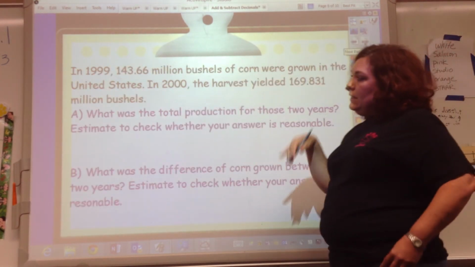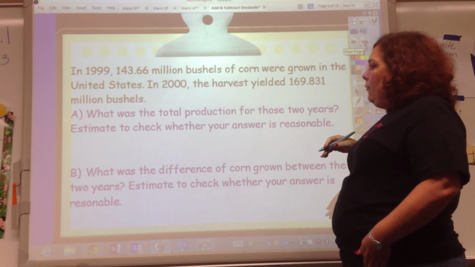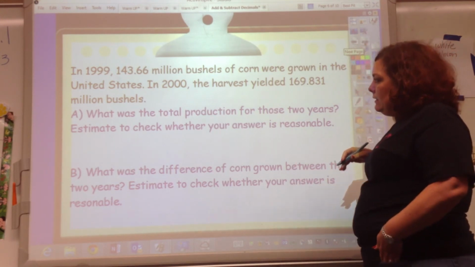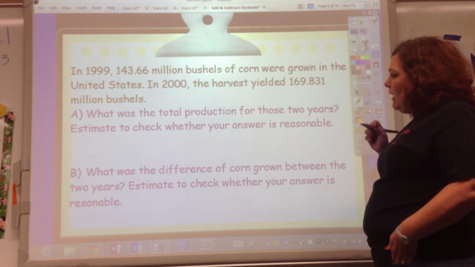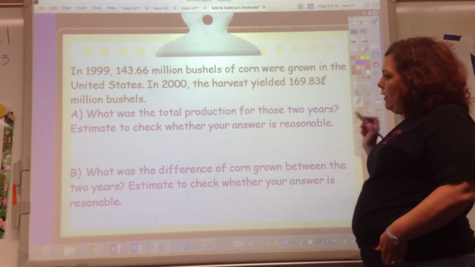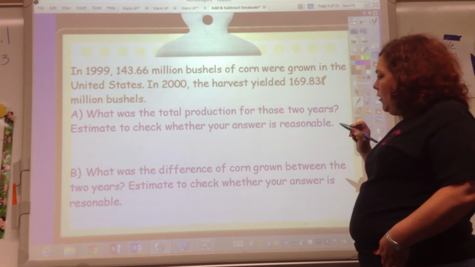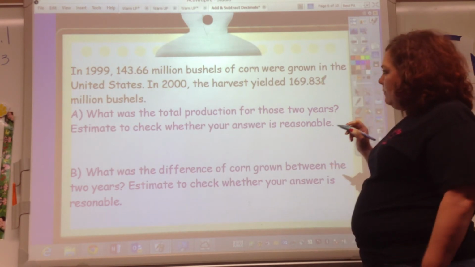You're going to see these in word problems. In 1999, 143.66 million bushels of corn were grown in the United States. In 2000, the harvest yielded 169.831 million bushels. What was the total production for these 2 years? Estimate, and check whether your answer is reasonable.